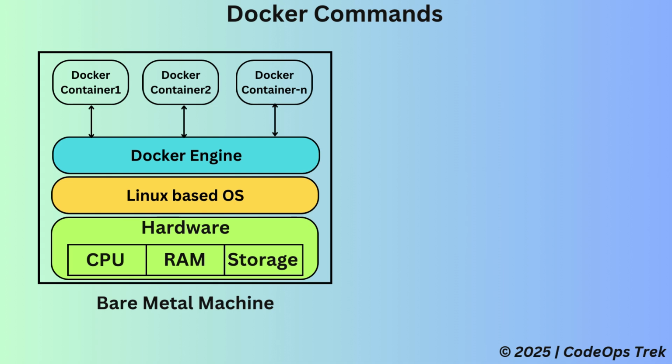We started with a bare metal server, a physical machine that provides raw computing power. Inside this server, we have essential hardware components like CPU, RAM, and storage. On top of this hardware, we install a Linux-based operating system like Ubuntu or CentOS. Then, we install the Docker engine on the OS, which is responsible for spinning up Docker containers, managing containerized applications, and helping containers communicate with the underlying OS kernel.